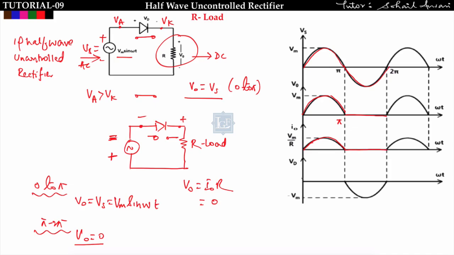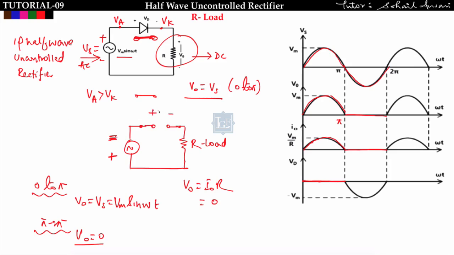Now see the voltage across the diode. From 0 to pi the diode is conducting, which means it is shorted. So the voltage across the diode will be 0, and from pi to 2 pi it is open circuited. So the circuit will be somehow like this, and it will be open circuited.